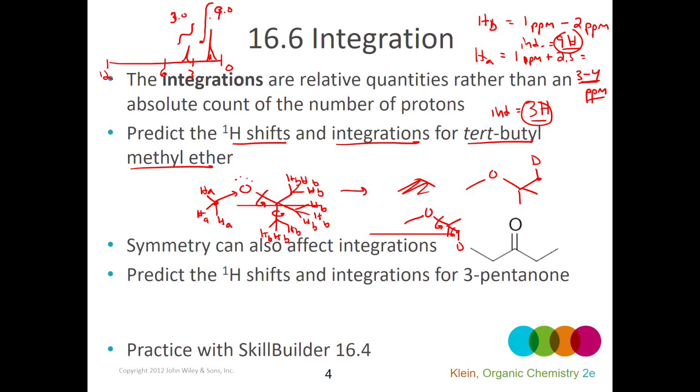Alright, so let's take a look at 3-pentanone. Again, another compound. We haven't talked about how to name ketones, so I wouldn't expect you to draw a structure from the name. But if I gave you the structure, and we drew in the hydrogens here to determine what the proton NMR would look like, there'd be 3 hydrogens here, 2 here, 2 here, and 3 here.